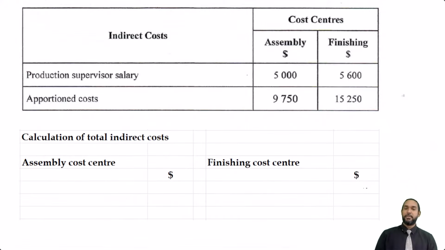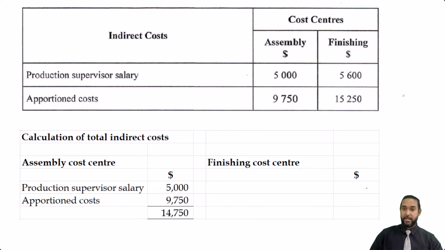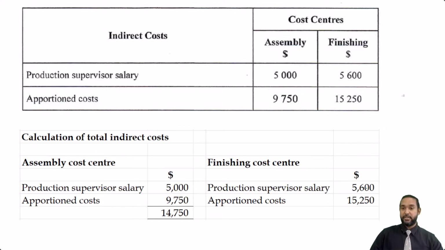So I'm going to put up a little solution now, right? Calculation of total indirect costs. So all you have to do is add the production supervisor salary and the apportion costs, and you're getting your total indirect cost. So that's the assembly cost center there. Finishing cost center, exactly the same thing, different total. Cool. Let's take a look at part B of the question.